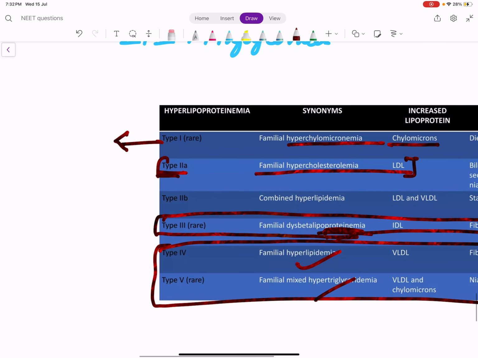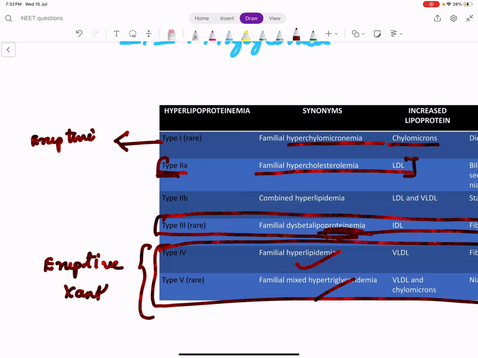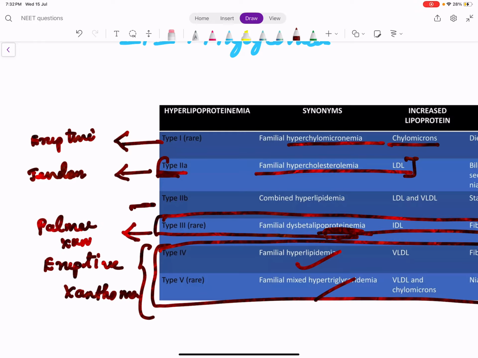Clinical clue, in familial hyperchylomicronemia there will be eruptive xanthoma. Type 4, type 5 hyperlipidemia also there will be eruptive xanthoma. So any condition where triglyceride is high, there will be eruptive xanthoma. Our famous familial hypercholesterolemia, there will be tendon xanthoma. In type 3 or familial dysbeta lipoproteinemia, there will be palmar xanthoma. So let this be a revision slide.